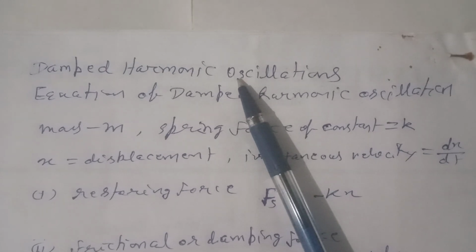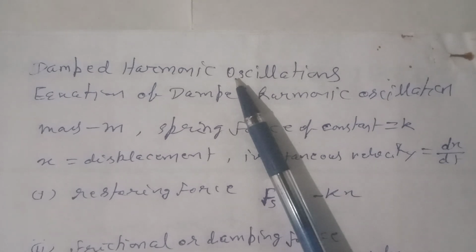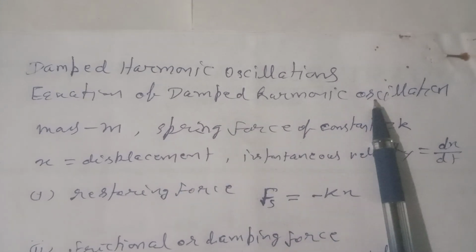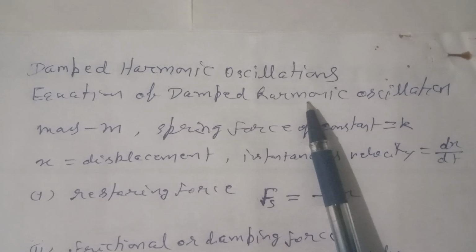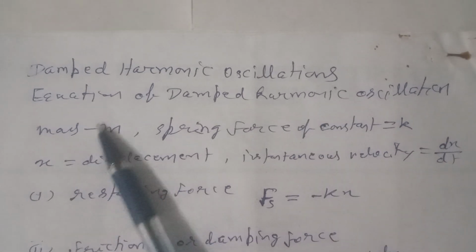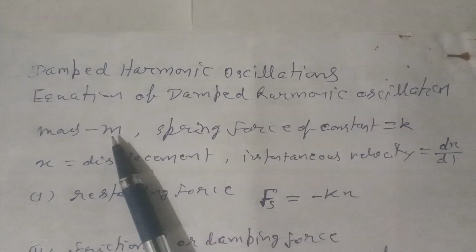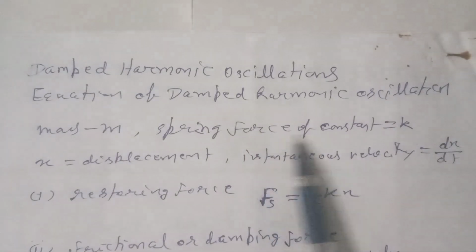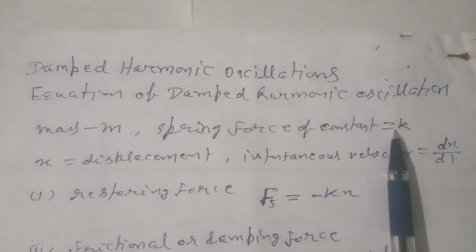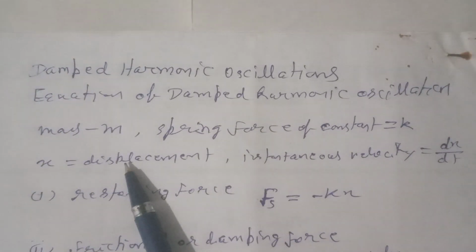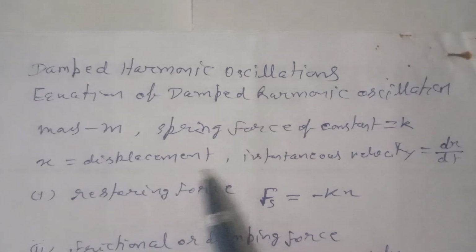Now let's see the derivation of the equation for the damped harmonic oscillator. So, the equation of damped harmonic oscillations. For it, consider a body of mass m oscillating under a force of spring constant k. Let x be the displacement of the body from the equilibrium position at any instant. The instantaneous velocity is dx by dt.